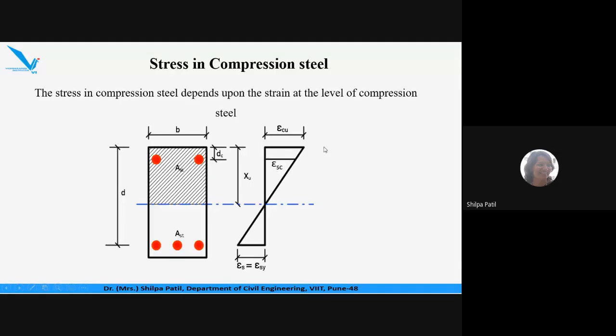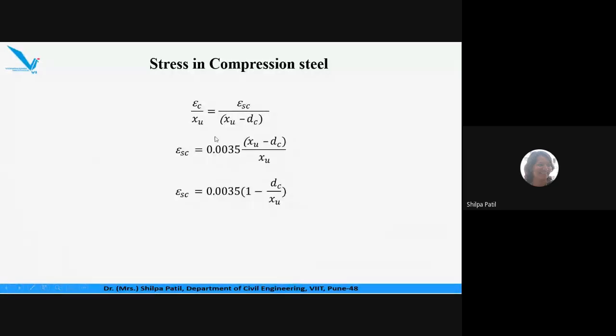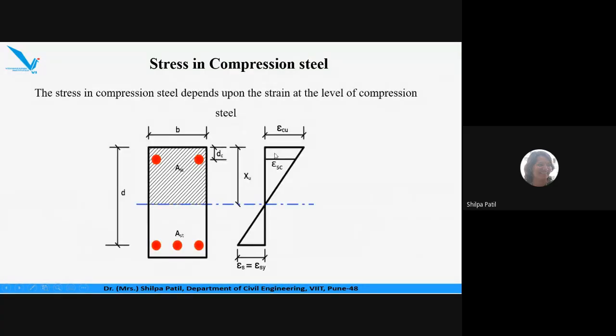So to find out that, I have to find out what is the strain in the steel in compression zone, which we are denoting here as epsilon Sc. So by making use of this strain diagram now, let us find out the expression for epsilon Sc. Here there are two similar triangles. So using the concept of similar triangles, I can write down these expressions. Epsilon C upon XU will be equal to epsilon Sc upon this depth.